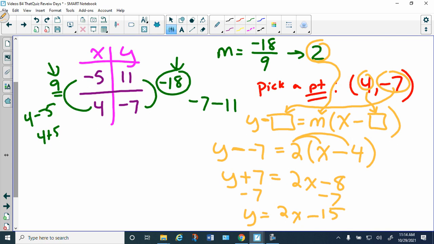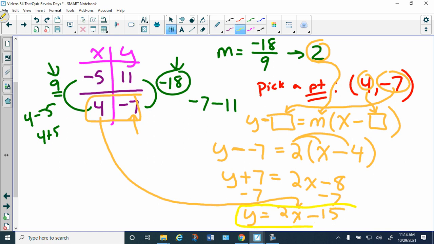And so we can always check to see if this is right. Like I can check and use 4, negative 7. That means when I plop 4 into x, let's see, 2 times 4 is 8. 8 minus 15, yes! 8 minus 15 is a negative 7. So I know, even before I turn the test in, that I have it right. That is the rule that gives me this point, and it gives me this point as well.